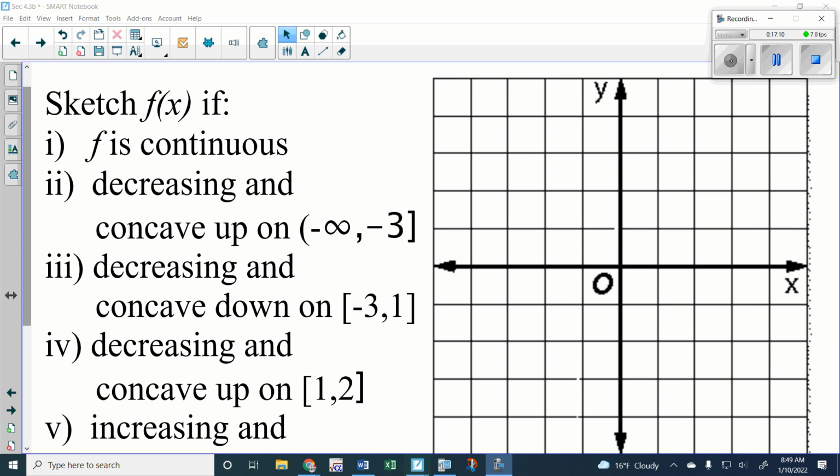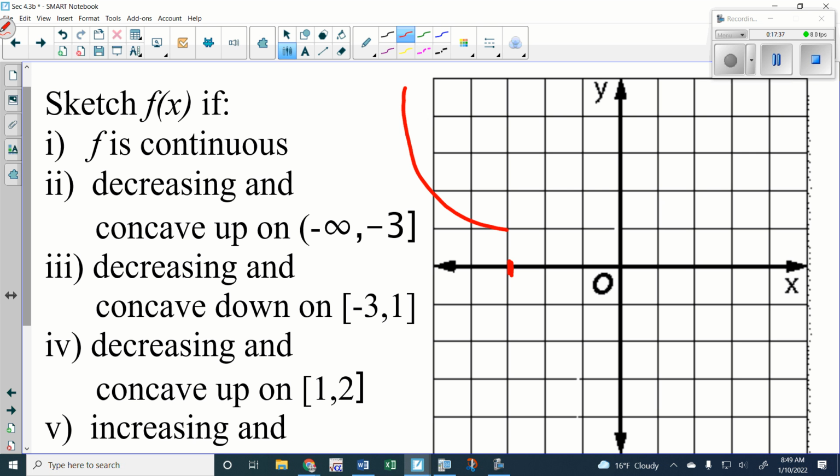Let's go through this. I'll explain how I would do this. I would start over here, at the far left. Negative infinity to negative 3. It is decreasing, concave up. So here is my negative 3, right? So it is decreasing and concave up to there. Looks like that.